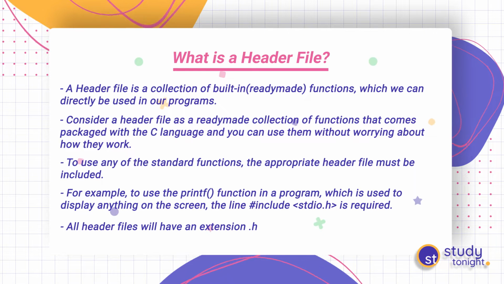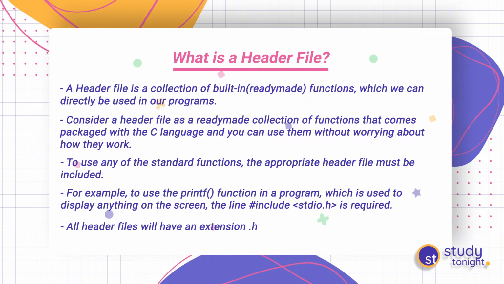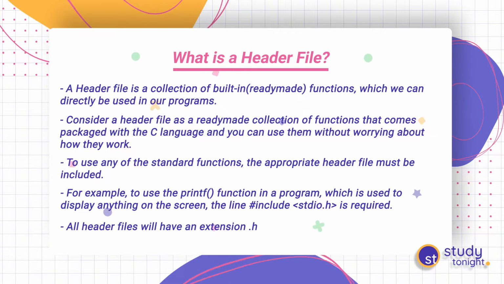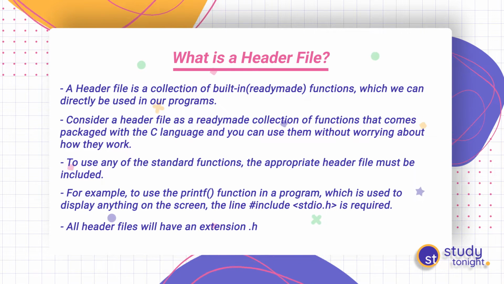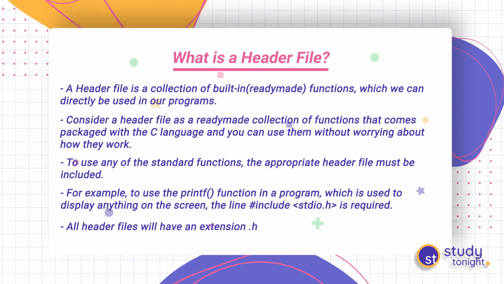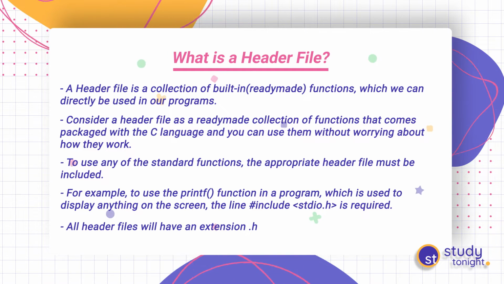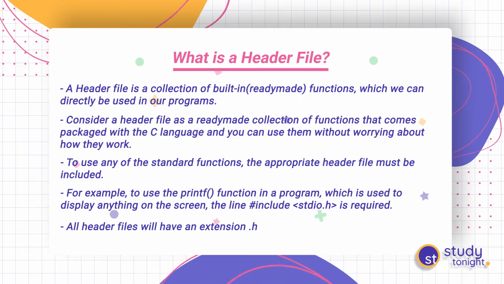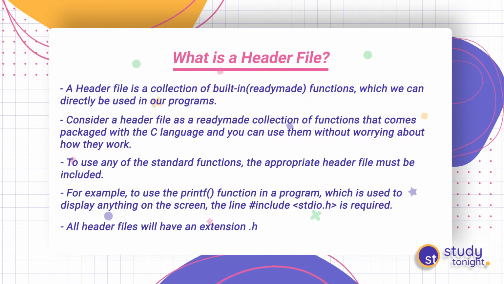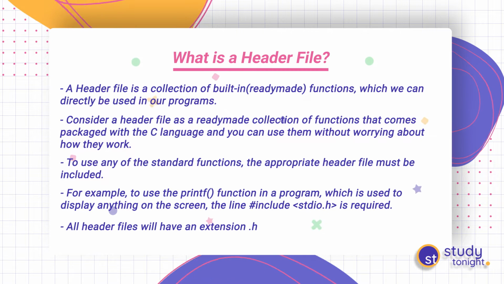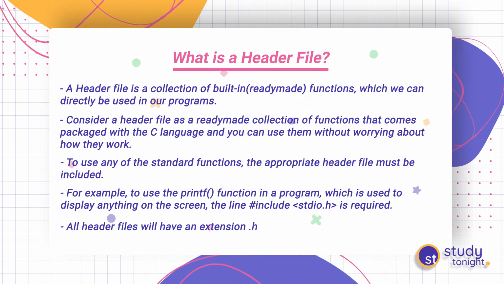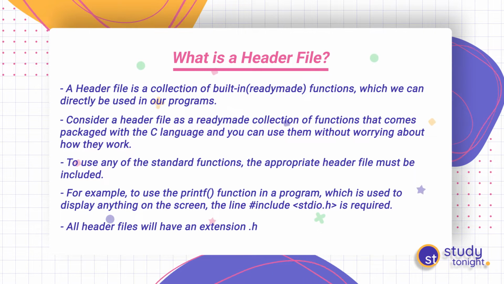That can be square root, sine, cos, or any other function. Now to use any of the standard functions, the appropriate header file must be included. This is done at the beginning of the C source file. This is the first thing in our program that we do, that we include all those header files which we need throughout the program. Whatever functions we are using, we just include all the header files in the beginning of the program.